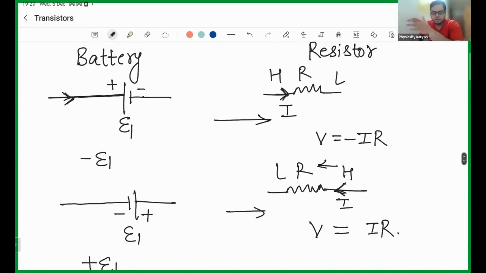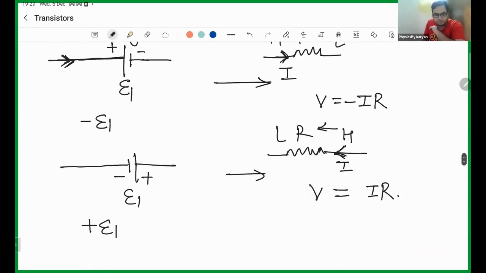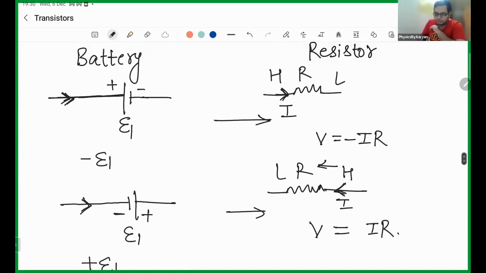But sorry, I asked you. So battery. Let's say you have a battery, and if you're moving and the first thing you saw is the positive side of the battery, then you will apply minus E1. And if you see the negative side of the battery first, so you were moving in this direction and you saw that there is a negative side of the battery, you will write plus E1. Now, same thing with the current. If you are moving in the direction of current, then you will apply minus IR. And if you are moving opposite to the direction of the current, you will write plus IR.